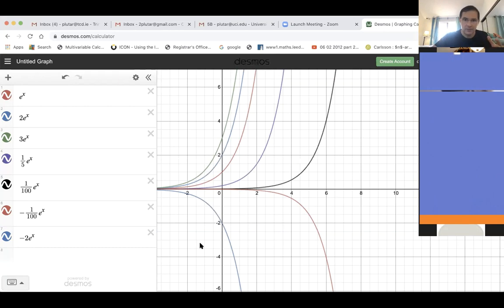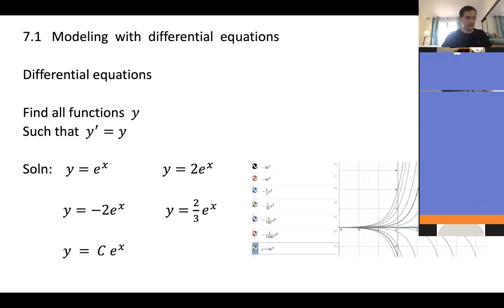This is exactly the solution set. The set of all solutions to this differential equation looks like this. This is a collection of exponential functions c times e to the x, where c is any constant. Okay, so I just showed you a couple of solutions to this.